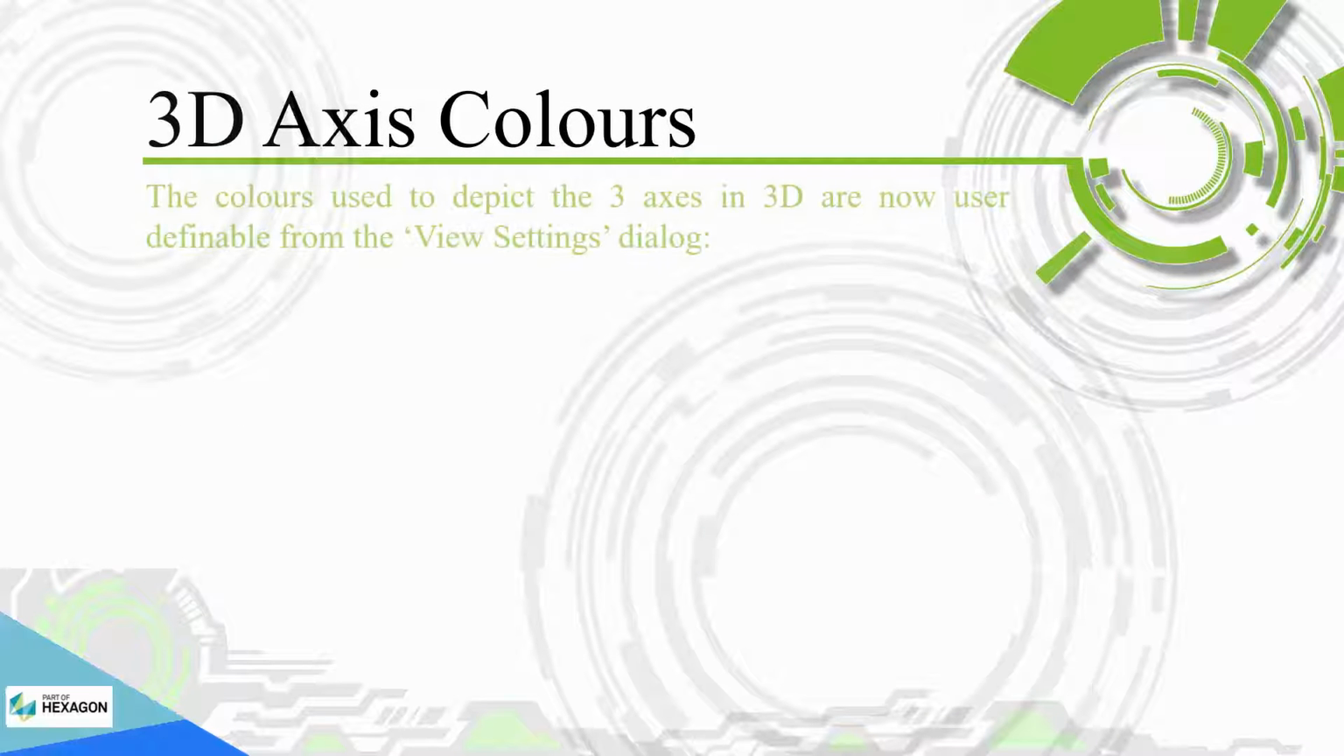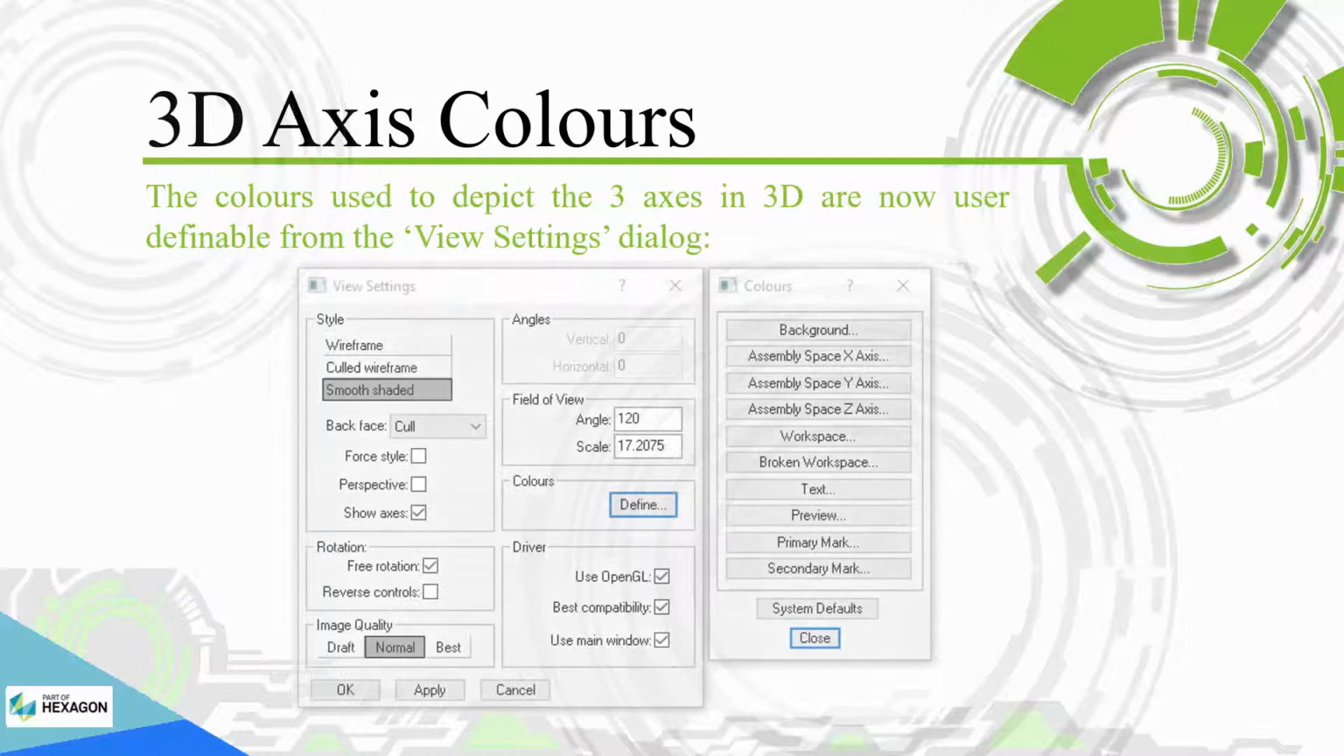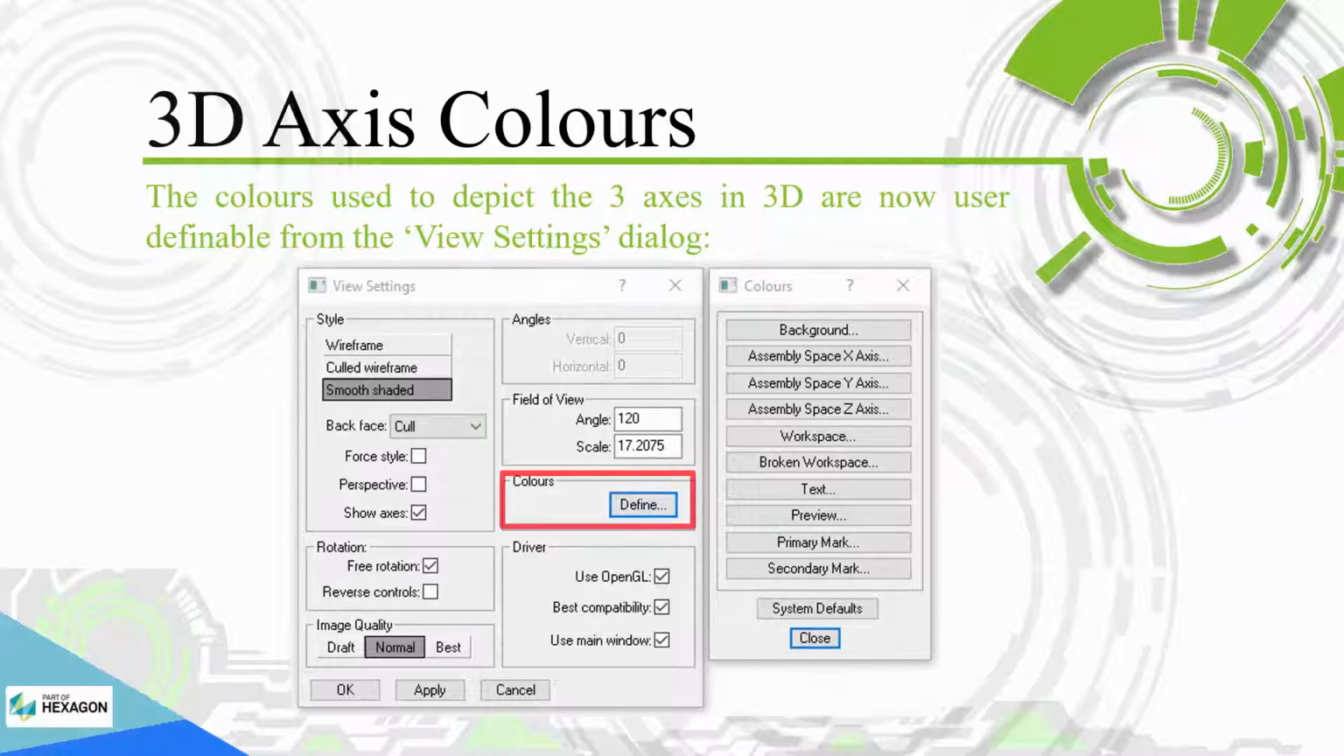3D axis colors. The colors used to depict the 3 axes in 3D are now user-definable from the View Settings dialog. By selecting Define in the Colors option, the user can specify a unique color for the X, the Y, and the Z axes.